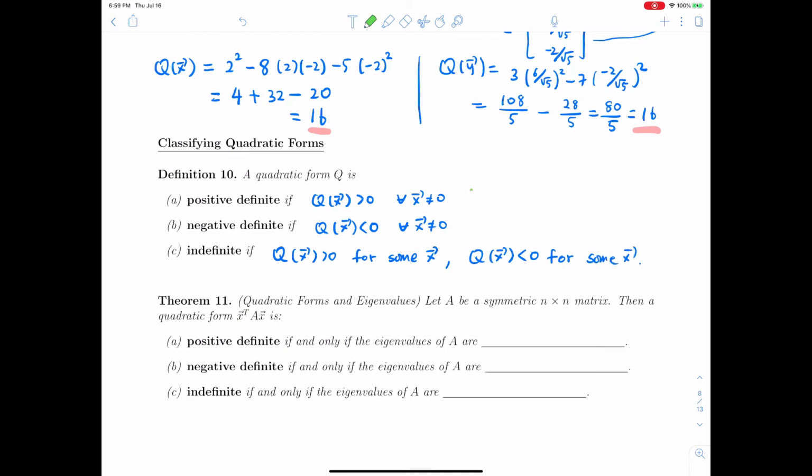And the quadratic form is positive semi-definite if it is positive but potentially can equal 0. So q of x is greater than or equal to 0, and it is negative semi-definite if q of x is less than or equal to 0.